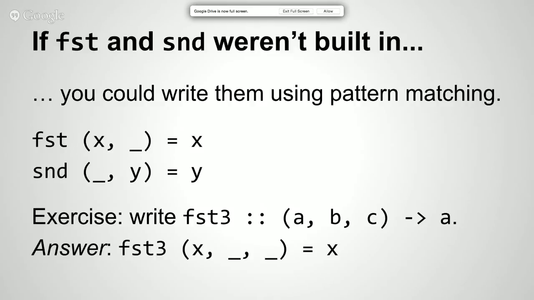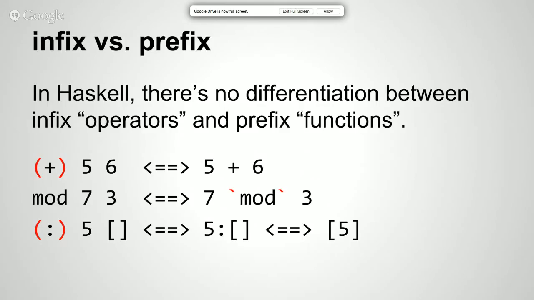Looks exactly like that. And finally, there is no difference in Haskell between what we think of as infix operators like plus and our prefix functions like mod or length or so on. If it's binary, it can be used either infix or prefix. To take a traditionally infix operator and make it a prefix function, you enclose it in parens.